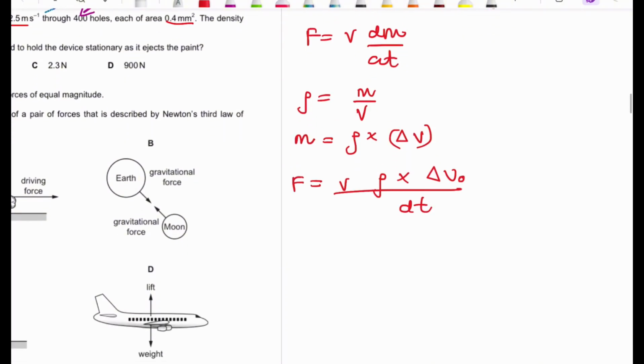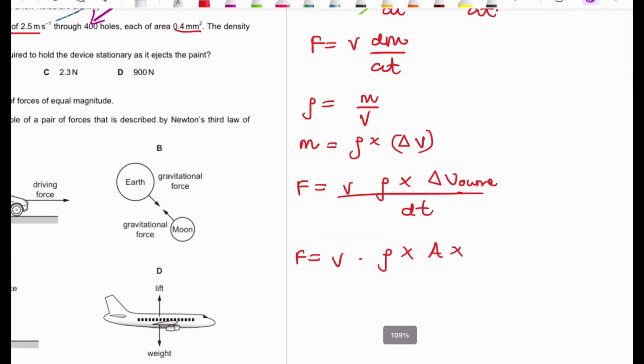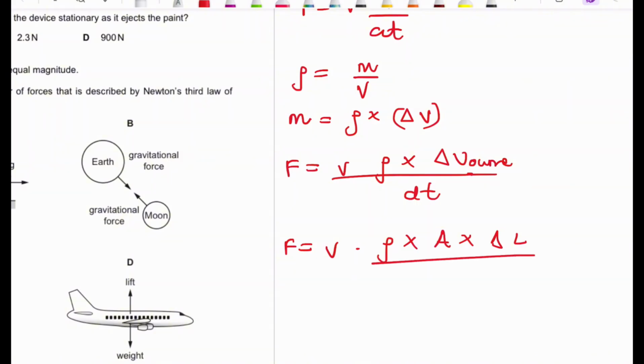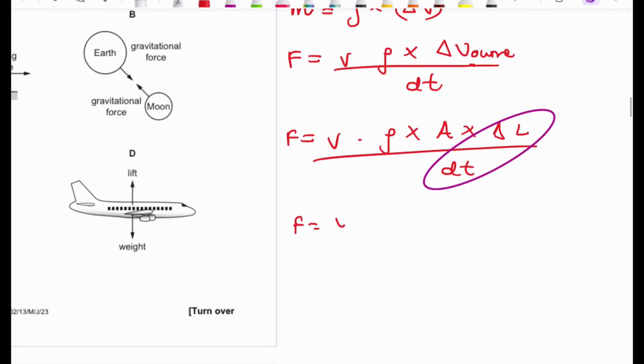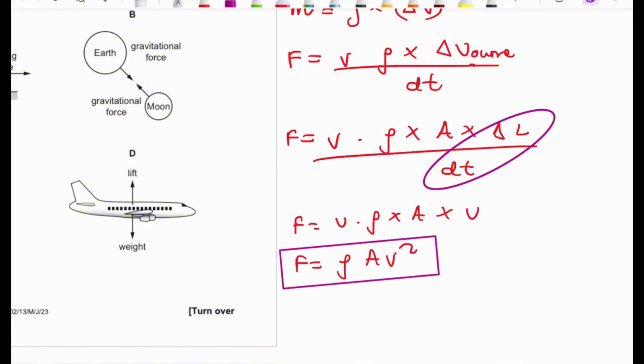But this is the volume. So the force would be equivalent to the velocity multiplied by the density multiplied by the volume, which is the area multiplied by delta L. The area is also remaining constant. Divided by delta T. But this is also velocity. Therefore, F will be equivalent to v multiplied by the density multiplied by the area multiplied by the velocity. Therefore, F will be equivalent to rho A v squared. This is a formula that we use very often when we're solving momentum questions.